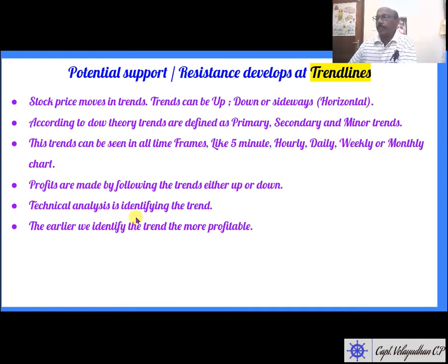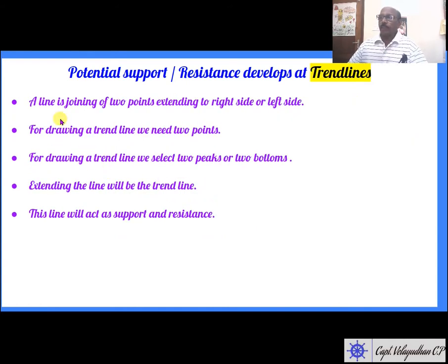Technical analysis is to identify the trend. The earlier we identify the trend, the more profitable. So that is the reason we are studying trend lines. A trend line is a line joining two points extending to the right side or left side. Many may ask why left side. Left side will come into the picture later. It is important to know the left side of the chart, then we know where the price is going to halt.